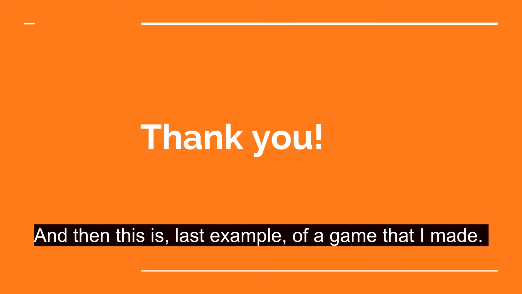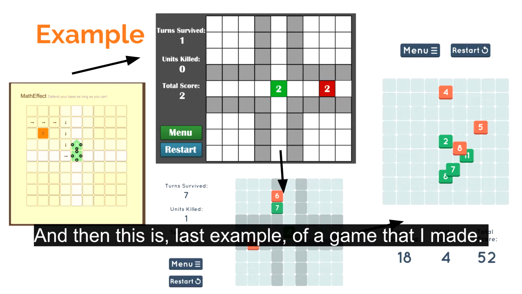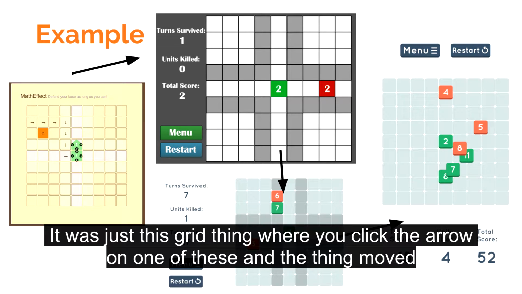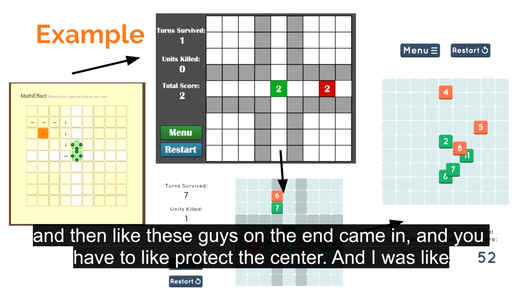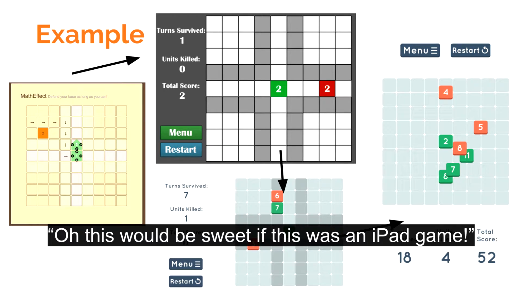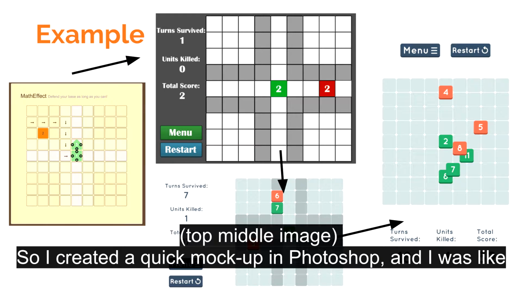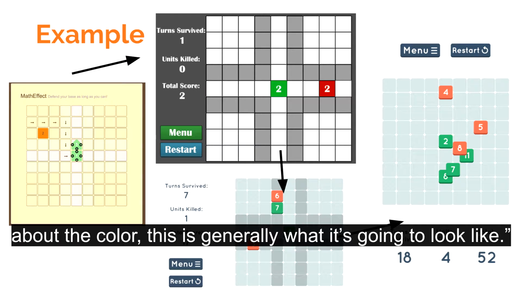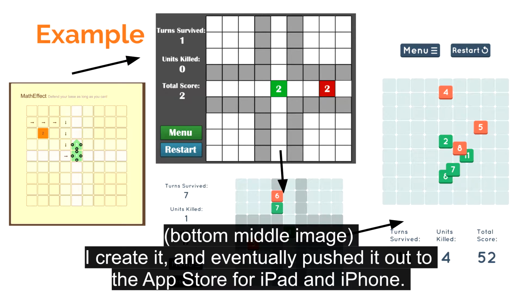And this is the last example of a game that I made. I was playing this at one point in time. It was called Math Effect. It was just this grid thing where you clicked an arrow on one of these and the thing moved, and then these guys on the end came in and you have to protect the center. And I was like, oh, this would be sweet if this was an iPad game. So I created a quick mock-up in Photoshop, and I was like, all right, this is probably what it's going to look like with just some simple menu. Who cares about the font? Who cares about the color? This is generally what it's going to look like. I created it and eventually pushed it out to the App Store for iPad and iPhone.